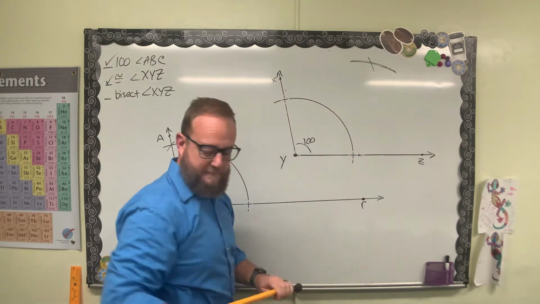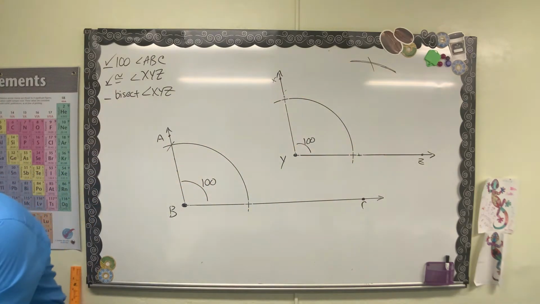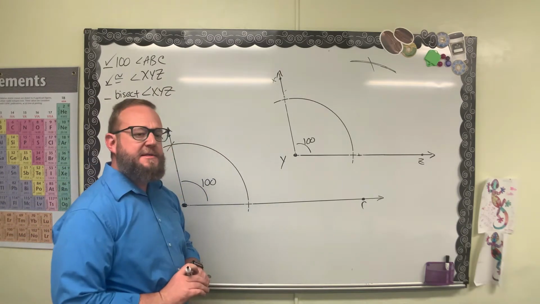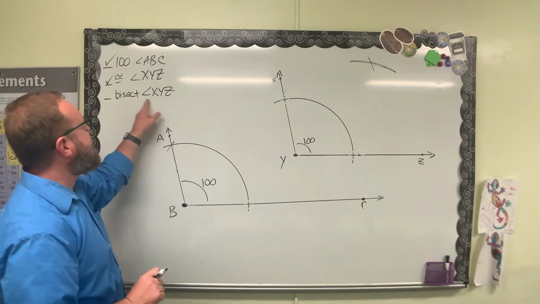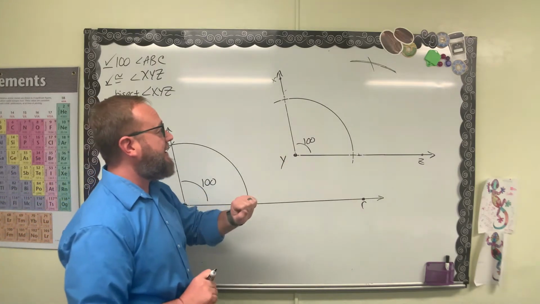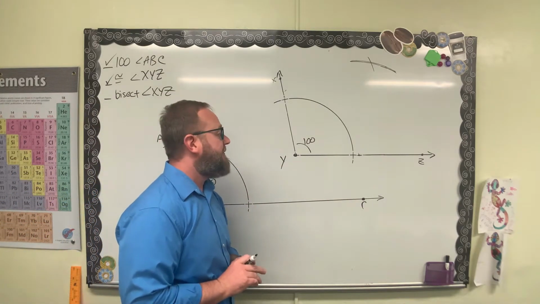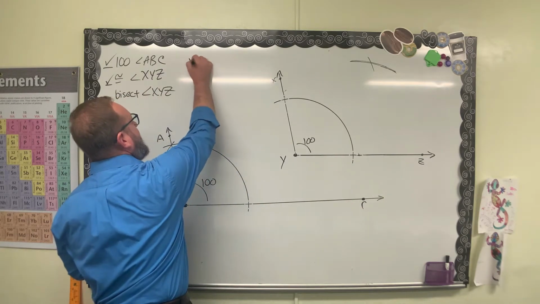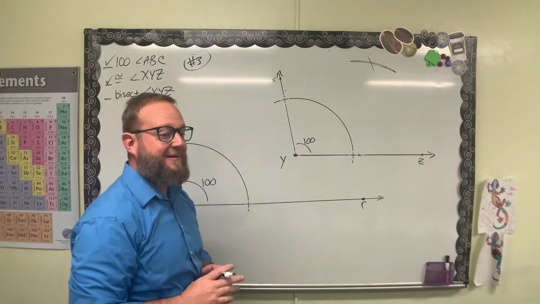How is that straight? Okay. Now what is it that we're doing again? We're bisecting this angle, XYZ. That's the third step for number 3. All of this whole thing is problem number 3. The whole thing, one problem.